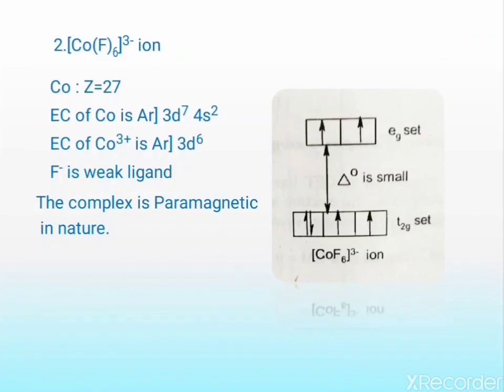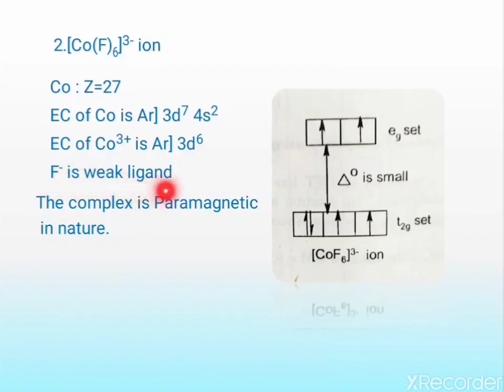The second complex is hexafluorocobaltate(III) ion. In this ion, the charge of the complex ion is 3 minus. The charge of ligand F minus, and there are 6 ligands, gives 6 minus. That's why the oxidation state of cobalt is 3 plus. The atomic number of cobalt is 27. The electronic configuration of Co3+ is argon 3d6.